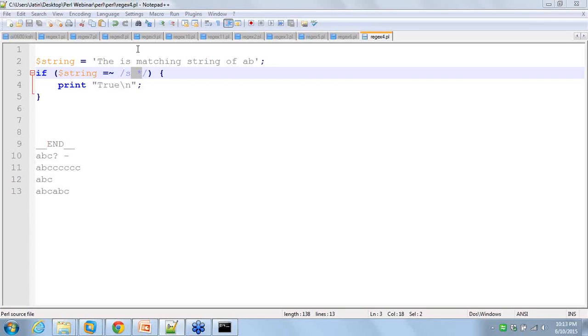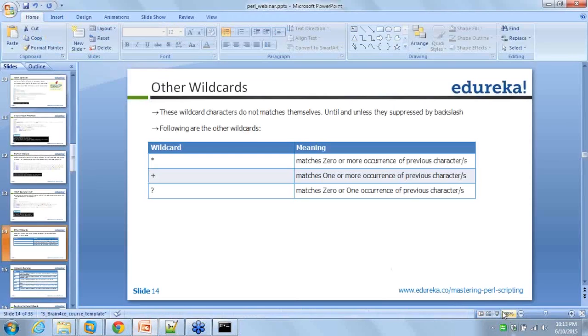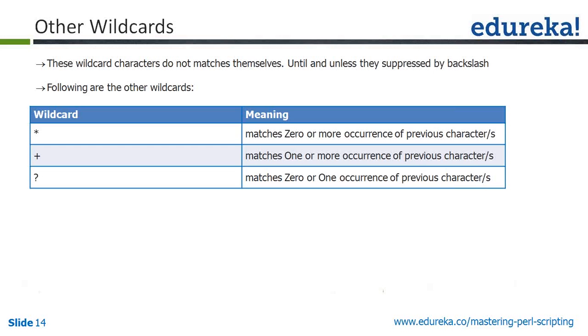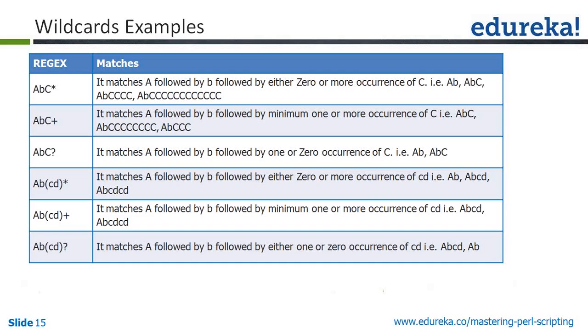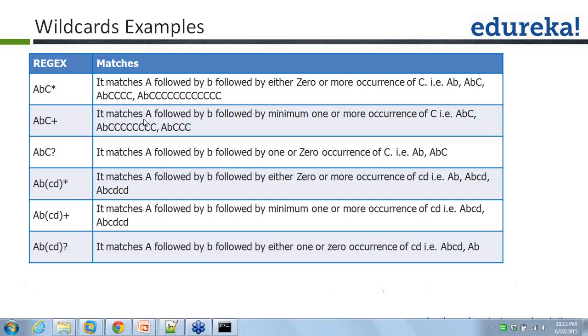Pretty good. Thank you. Now we have seen three wildcard characters: star, plus, and question mark. Star represents 0 or more occurrences, plus represents 1 or more occurrences, question mark represents 0 or 1 occurrence. Now these are a few examples. A, B, C star: A followed by small b followed by C, any 0 or more occurrences of C characters. Now A, B, C plus: A followed by B followed by C, 1 or more occurrences of the previous character. Then A followed by B followed by C question mark: 0 or 1 occurrence of the previous character.